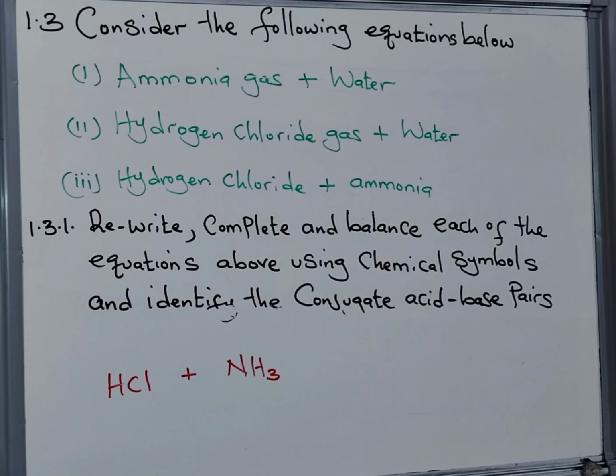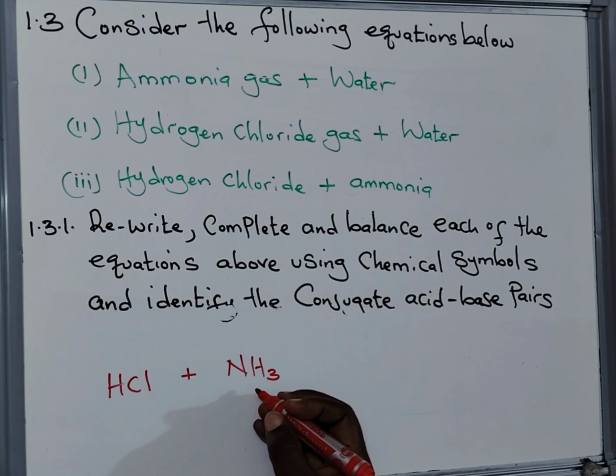Okay. Now you need to know that in the presence of these two, the hydrogen chloride is the acid and ammonia is the base. And like I said, in this scenario, you need to use the Brønsted-Lowry idea. What do they say? An acid is a proton donor and a base is a proton acceptor. So what happens here is that this acid donates a proton to this base.